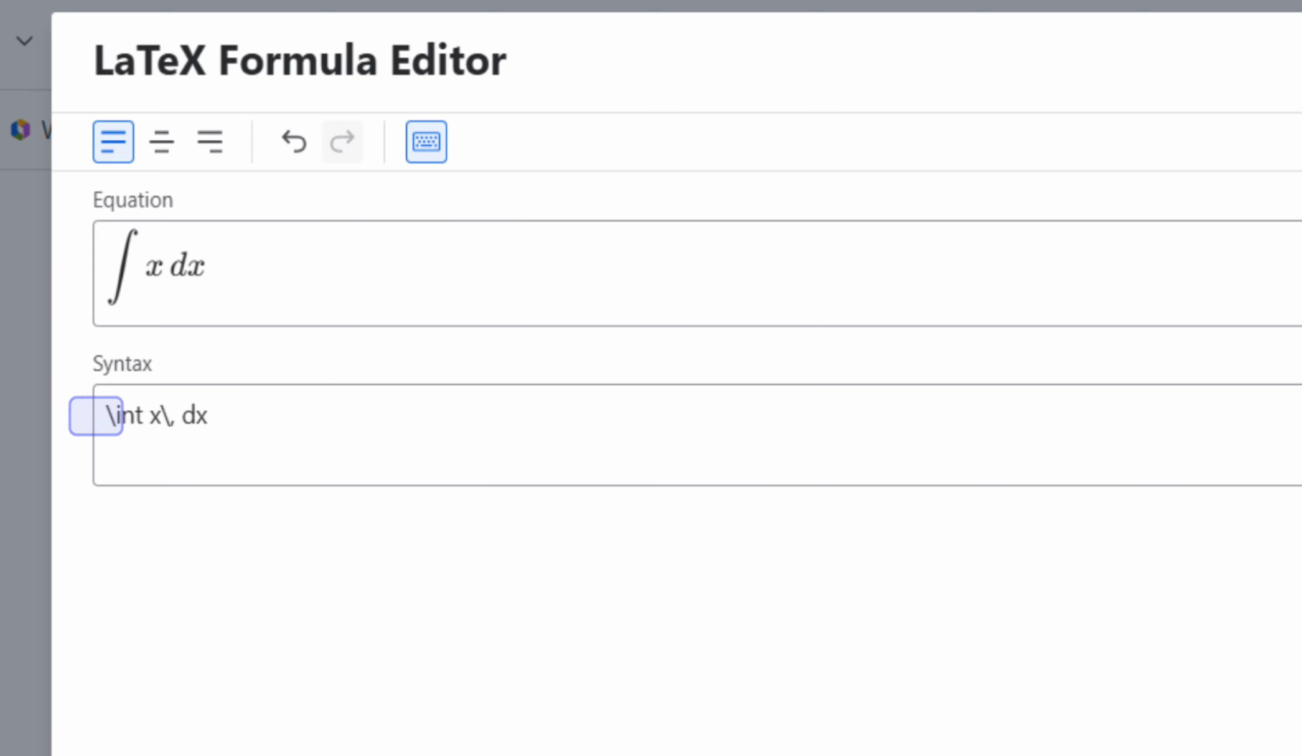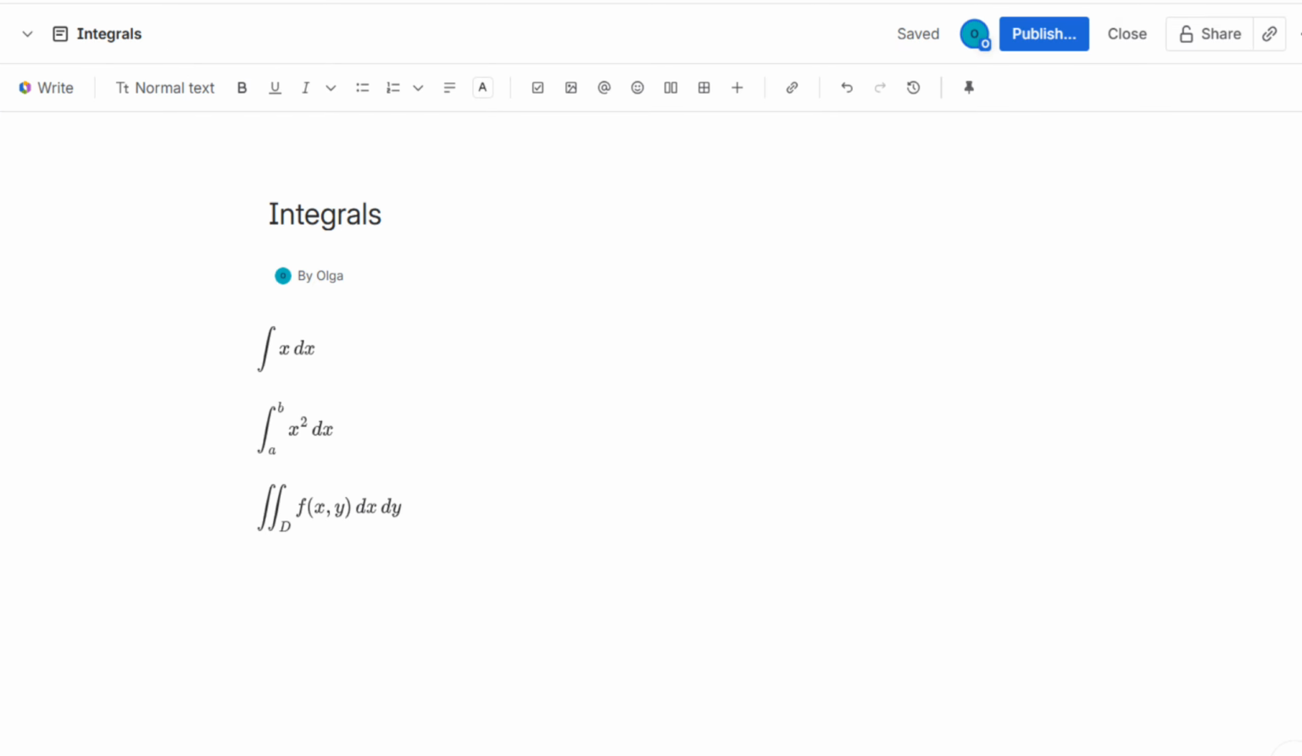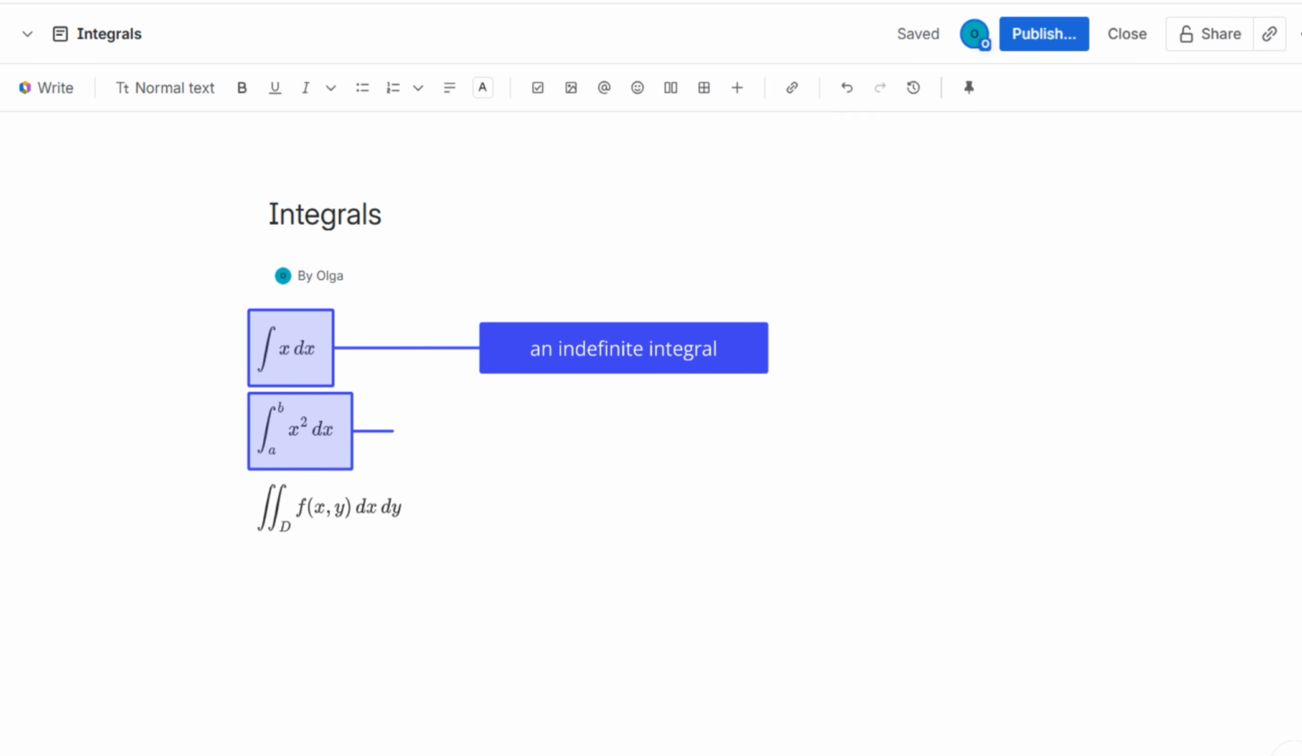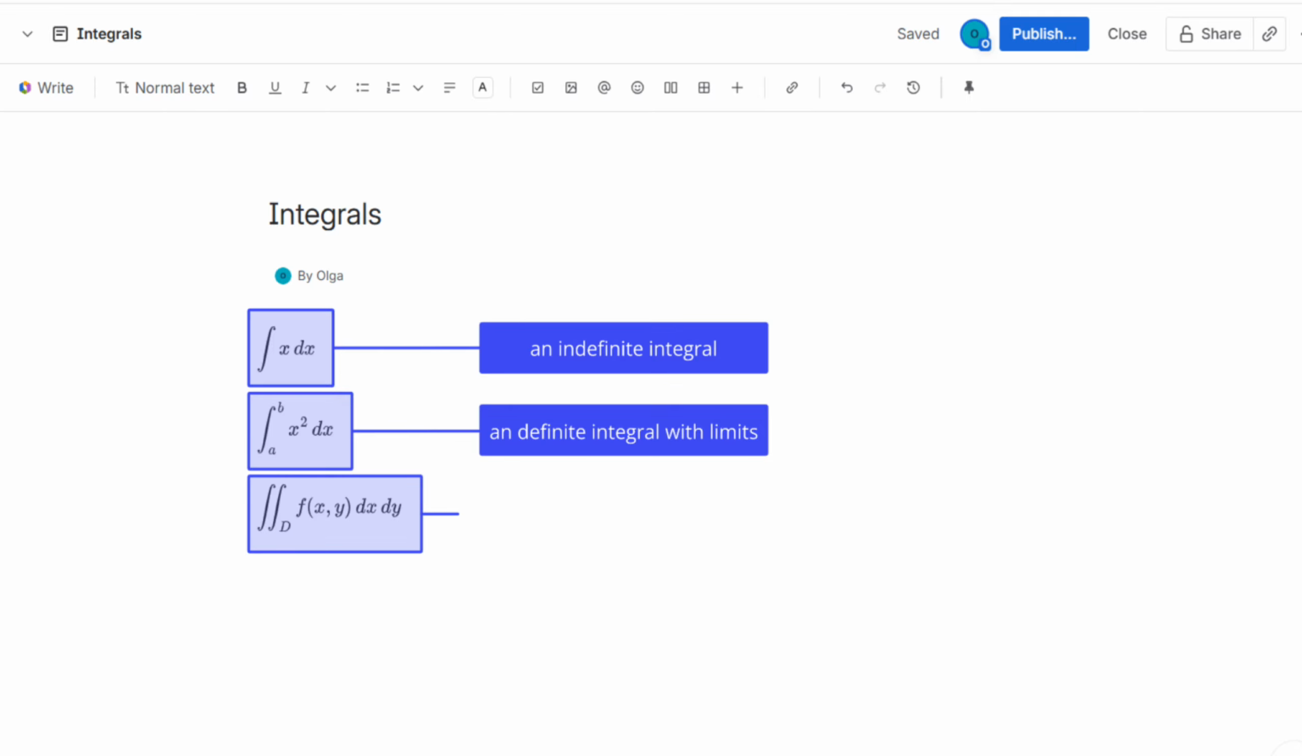To write integrals in Confluence, use the LaTeX integral command. Typical examples include an indefinite integral, a definite integral with limits, and a double integral over a region.